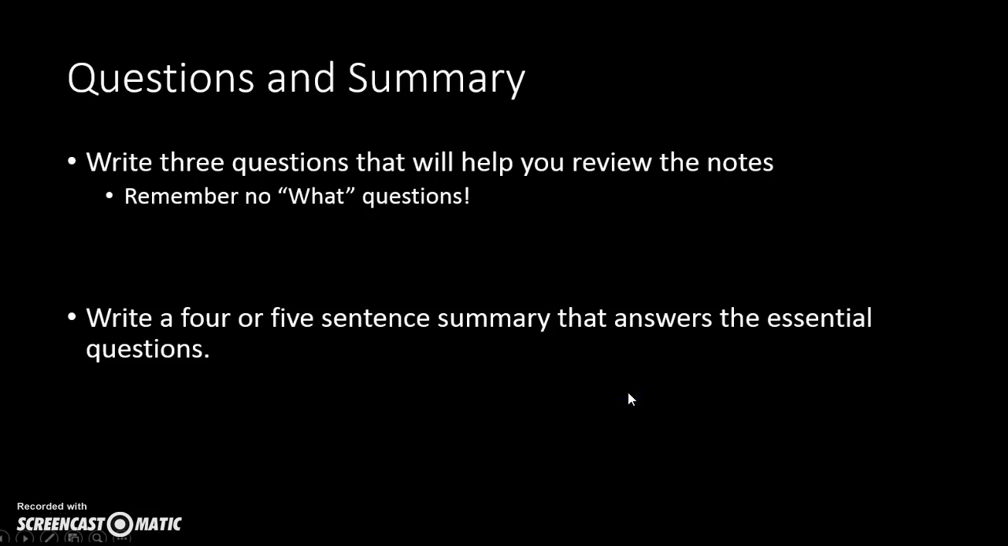And that concludes our notes for today. The last thing you need to do is write your questions and summary. So the 3 questions that will help you review the notes. Remember, we don't want any what questions. You want to use words like explain or describe or compare. No what questions. The last thing you want to do is write a 4 or 5 sentence summary that answers the 2 essential questions, which were how does Earth move through space and what causes the seasons. And that's it.